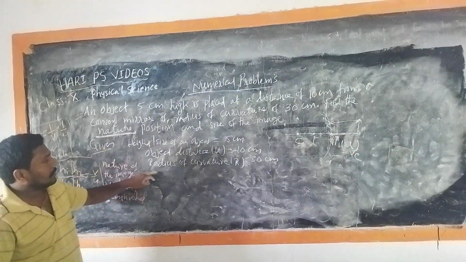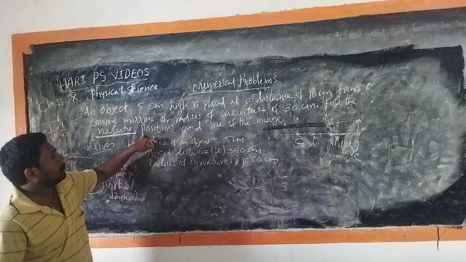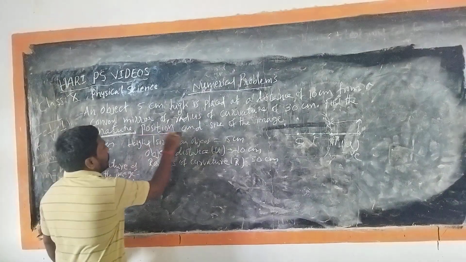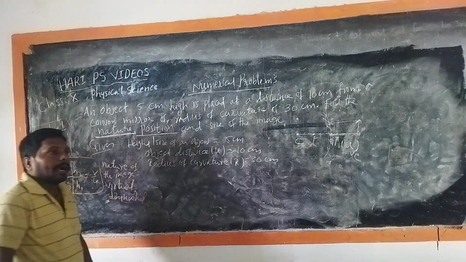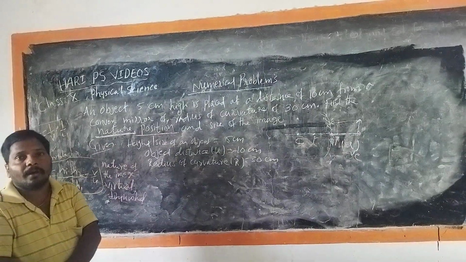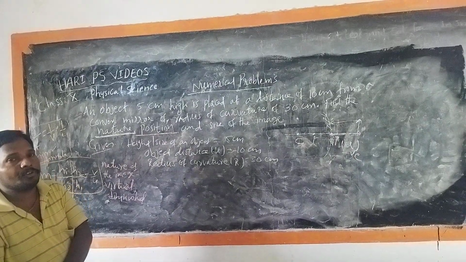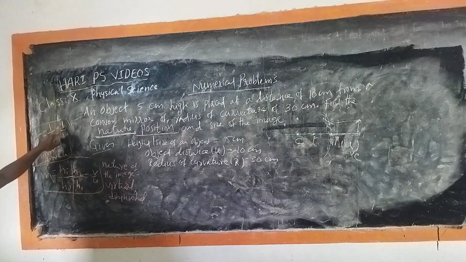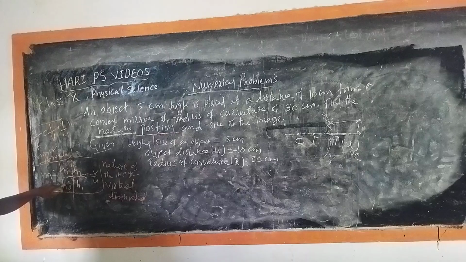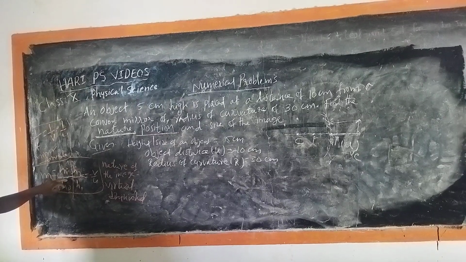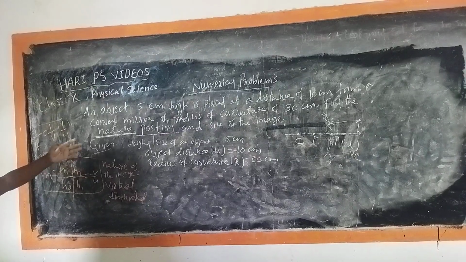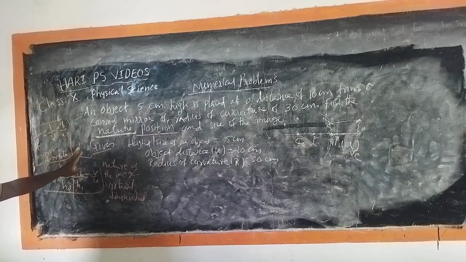Then, to know the position of the image, that is, at which distance the image is formed, which formula do we have to use? 1 by f equal to 1 by v plus 1 by u, or this one also. But we don't know the size of the image, because the magnification wasn't given.